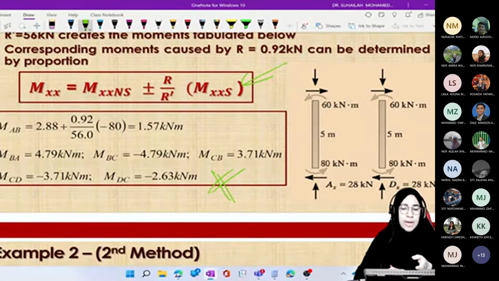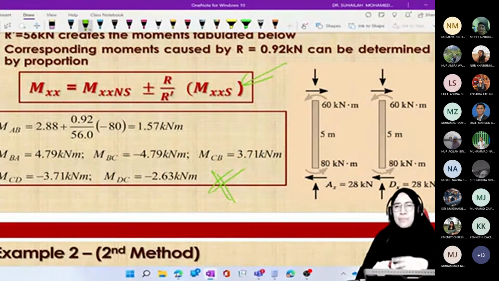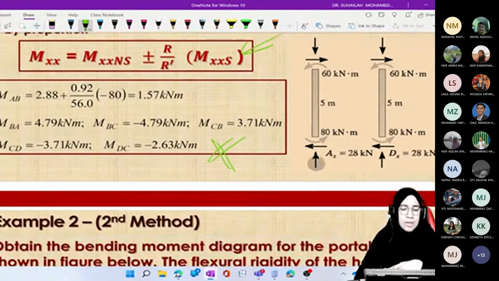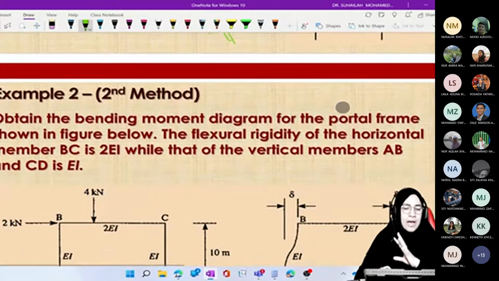Yang ni lah final end moment. So example ni ada dalam textbook. So detail explanation dia please read from textbook. Okay. Do you have any question?